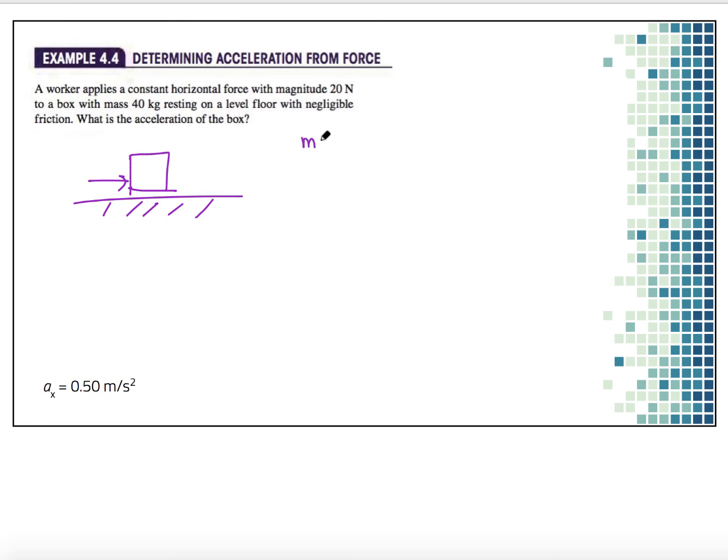So I'm going to write out my knowns. So my mass was 40 kilograms. I know that the force applied to it is 20 newtons, and I want to know the acceleration. So in this case, I'm going to start with Newton's second law. F equals ma, and I want to know the acceleration.